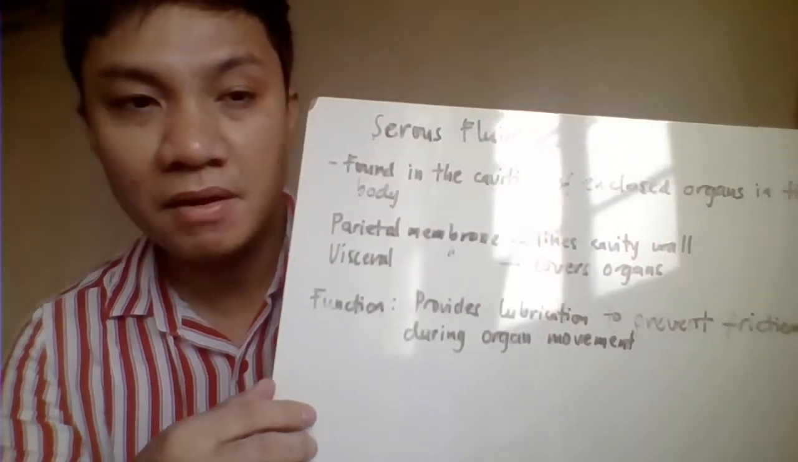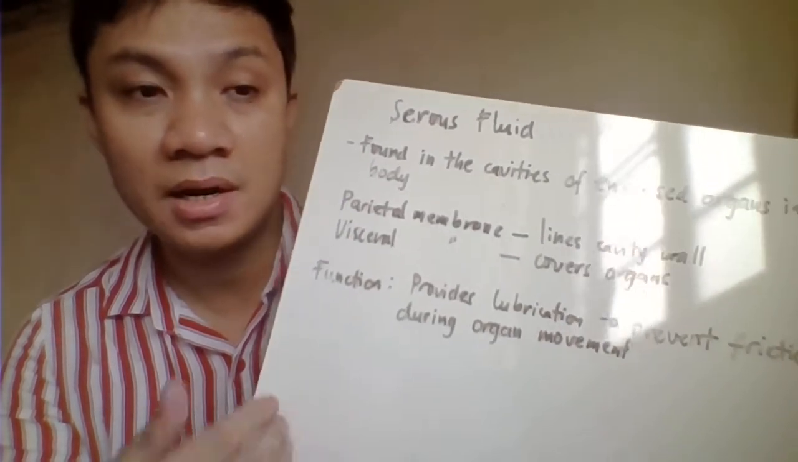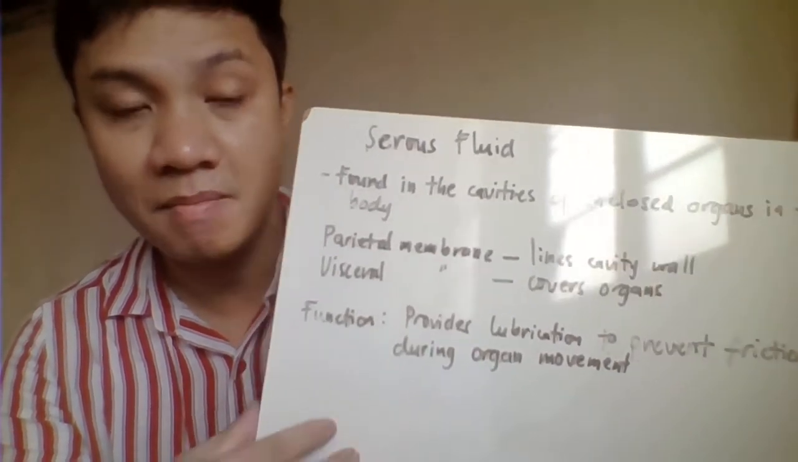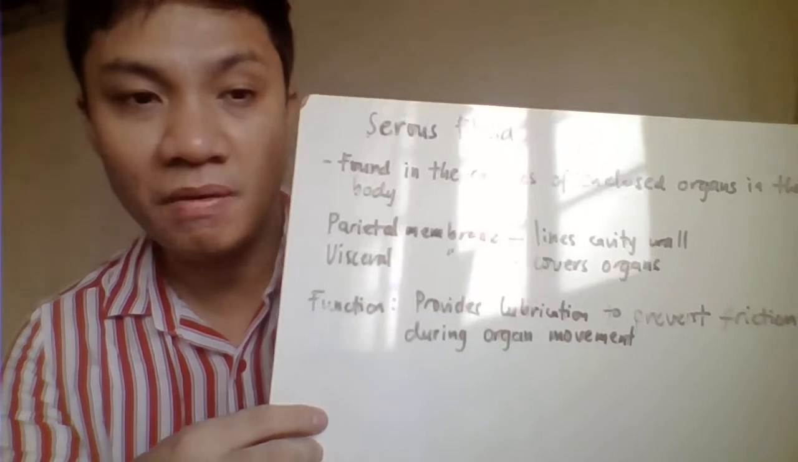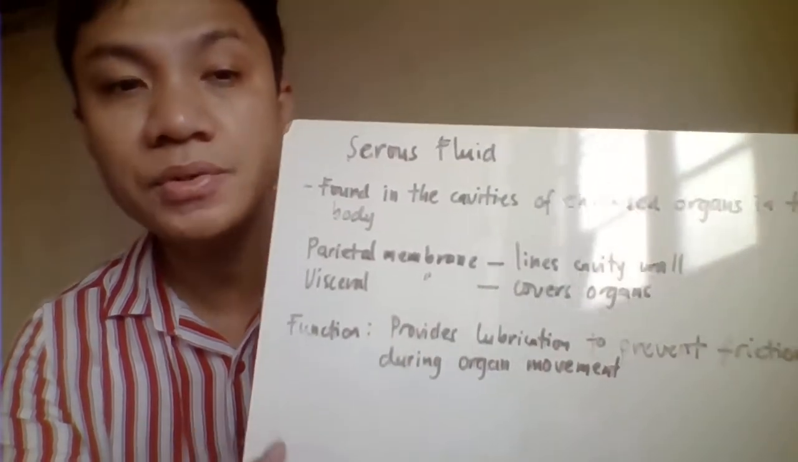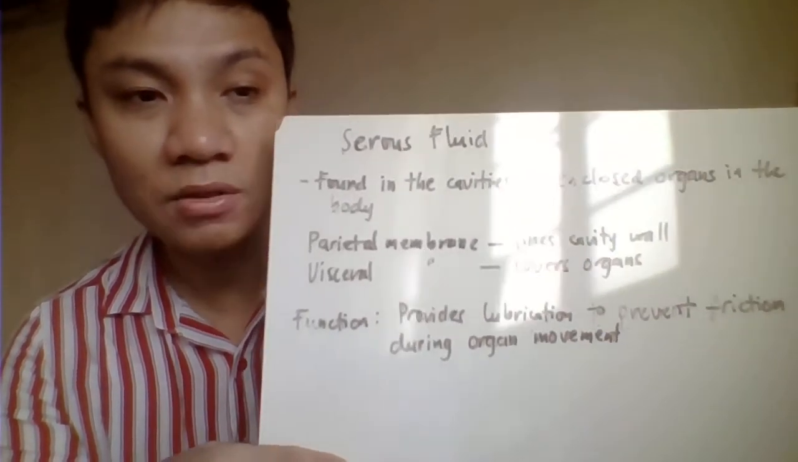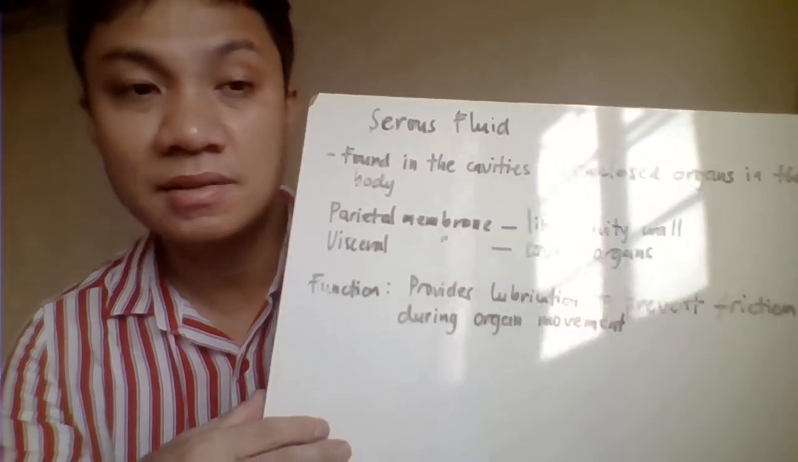Okay, so this is the body fluid that flows within the cavities of our enclosed organs or body. Its main function is to provide lubrication for those enclosed organs, to reduce the friction as they move.